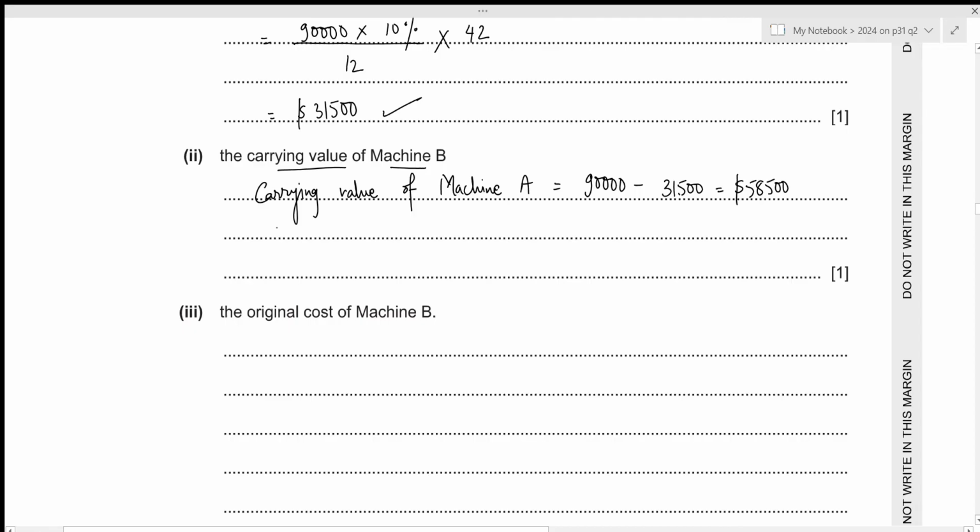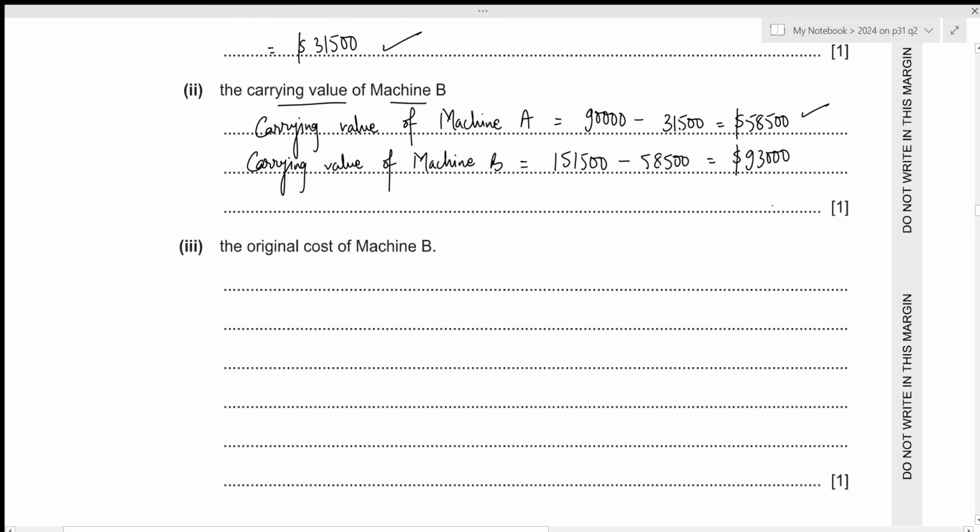So carrying value of machine B is just going to be the total carrying value minus the carrying value of machine A. The total carrying value was given to be 151,500. We calculated the carrying value of machine A to be 58,500. This results in the value of 93,000.